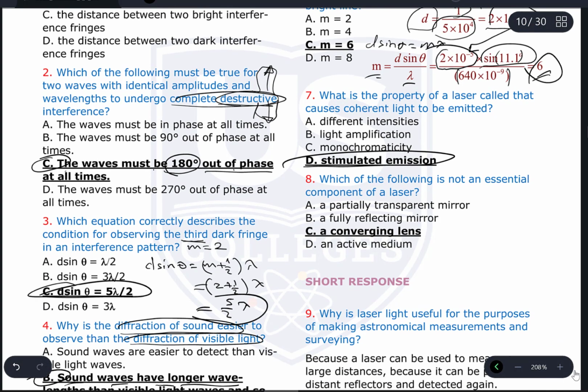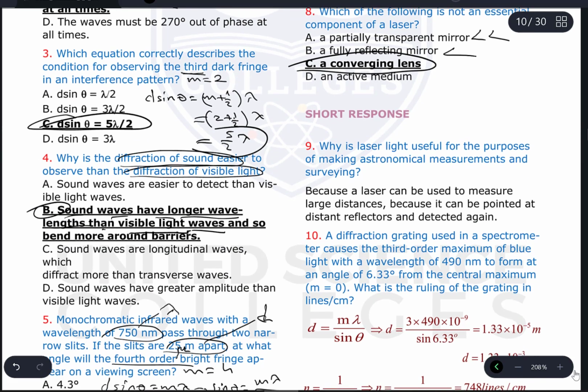Which of the following is not an essential component of a laser? A partially transparent mirror is a component. A fully reflective mirror, one of them is partially reflective or partially transparent, and the other one is fully reflective, correct? Active medium, of course, you should energize the atoms. That's why this is a part of it, but convergence is not a part of lasers.